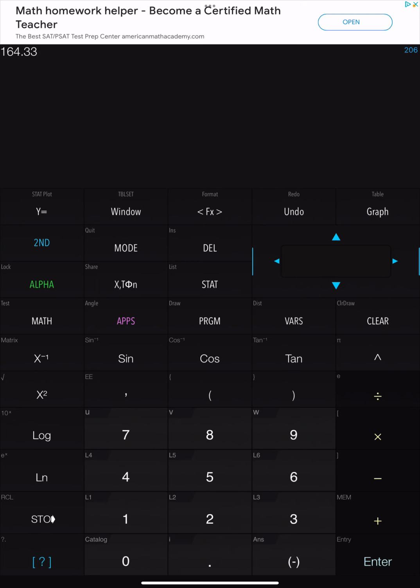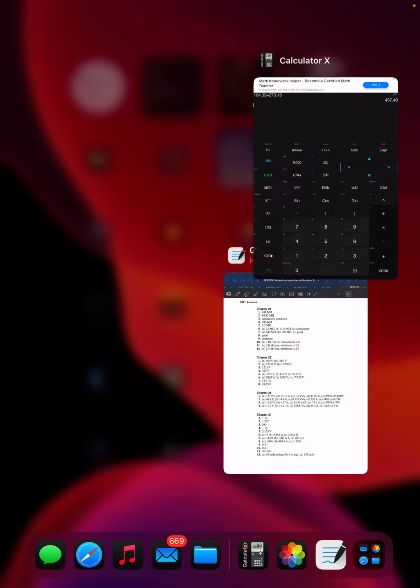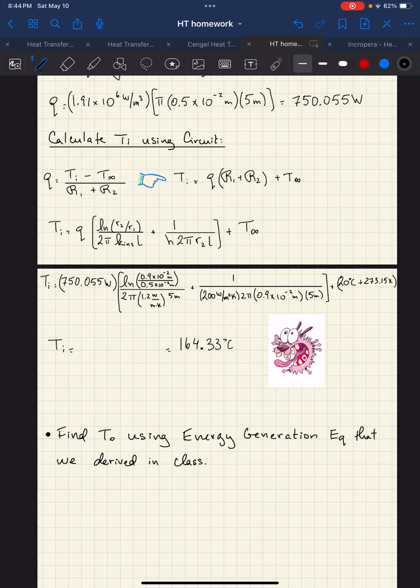So in Kelvin, 164.33 Celsius is going to be 437.48 Kelvin. Okay. So that's the interface temperature.